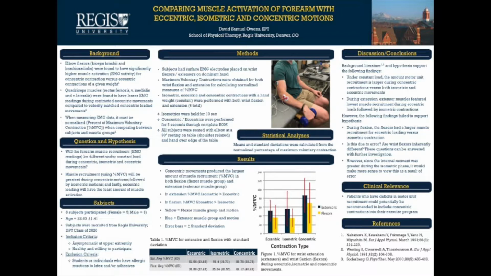It is hypothesized that the muscle recruitment using percent MVC will be greatest during the concentric motion, followed by isometric, and lastly, eccentric loading will have the least amount of muscle activation.